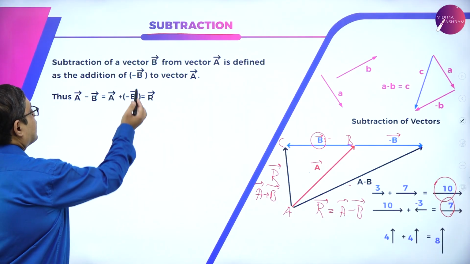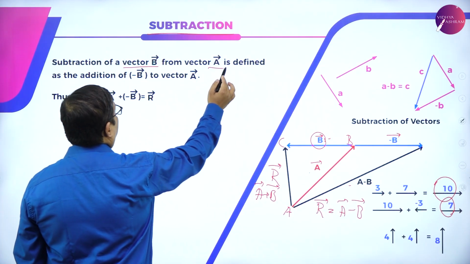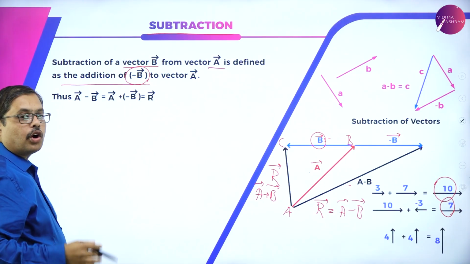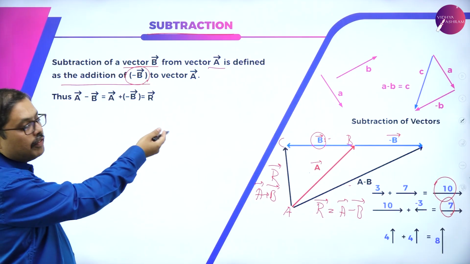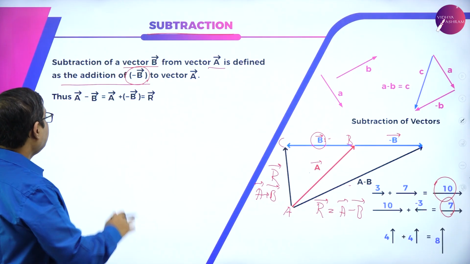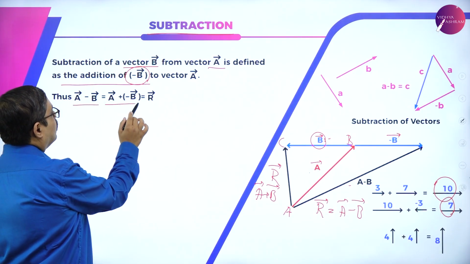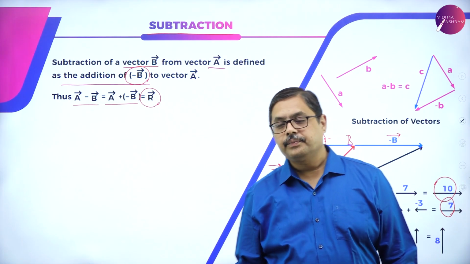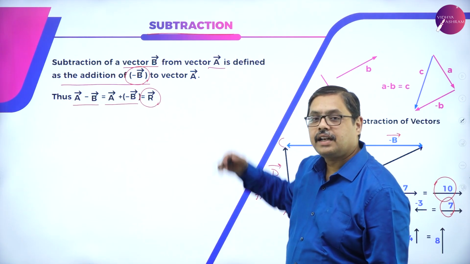What do I do? Subtraction of a vector B from vector A is defined as the addition of minus B. So I take the negative vector of that vector. Thus A minus B is equal to A plus of minus B, which is nothing but the resultant R. This is how I can subtract a vector.